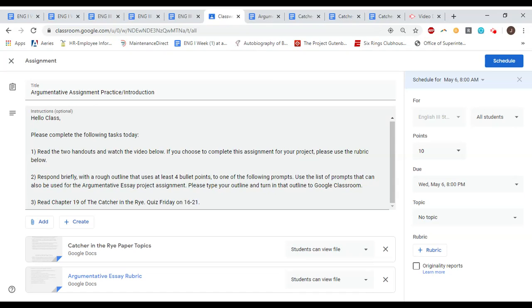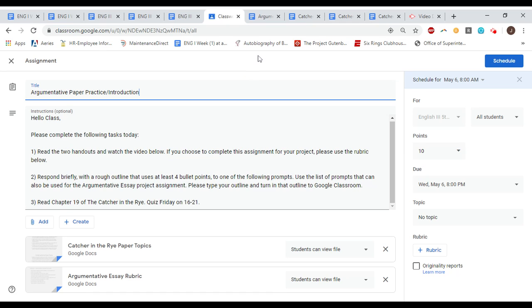Hi, class. So today you're going to complete the last practice introduction task for the project. Remember, the whole thing is going to be due basically, I believe, 11 days from now, if I'm adding correctly, May 17th. And today we're going to go through the argumentative paper practice and introduction.